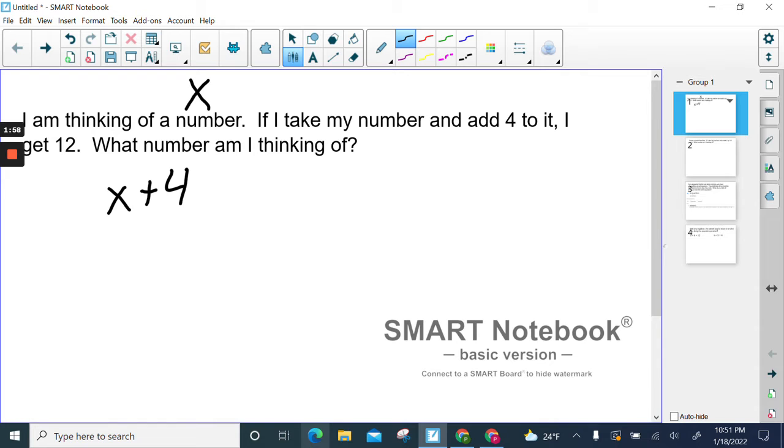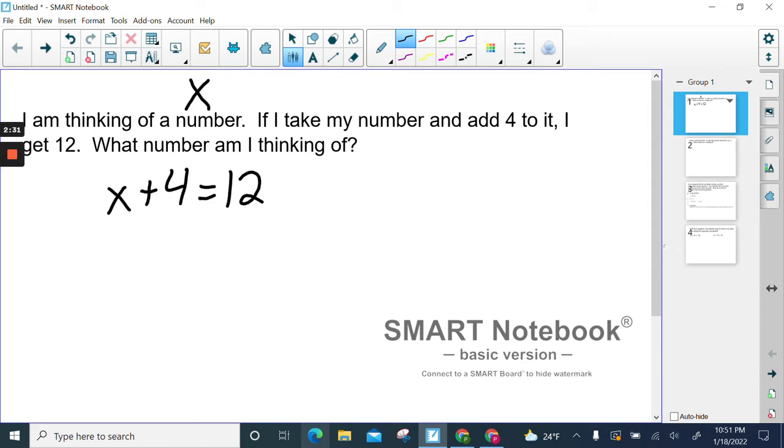And I get 12. And this is what makes an equation different than an expression. An equation has an answer. It has an equal sign, and it tells us that if we add these 2 numbers together, we get 12. Now this makes the problem a whole lot easier, and I can actually figure out what number I'm thinking of. And you could do a lot of different ways to solve this, and if you've never done equations before, the easiest way is to probably do a guess and check. Try a number. Does it work?